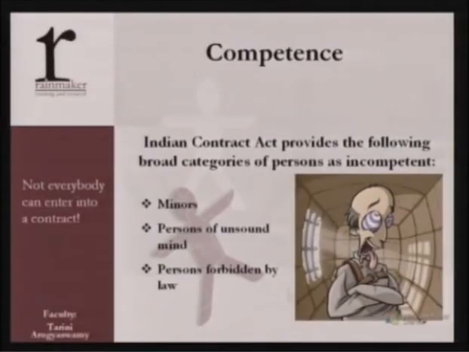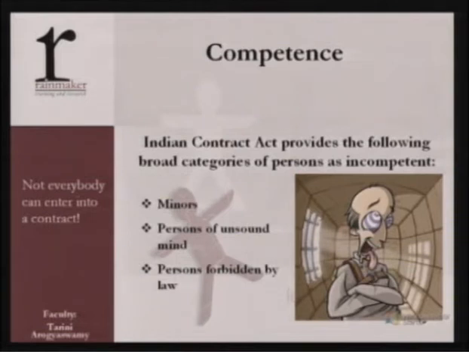The next condition that we look at is competence. Indian Contract Act provides the following broad categories of persons as incompetent. That means that Indian Contract Act states that there are certain people who are incapable of entering into a contract. They're incapable of making an offer and making an acceptance. Competence means a way of looking at whether the people can make a decision and make a rational judgment as to the effect of that decision on their interests.